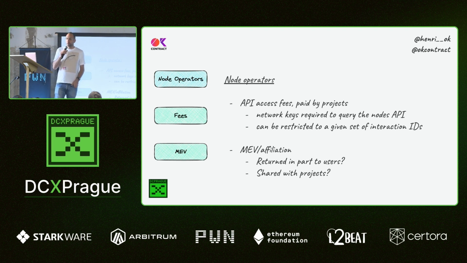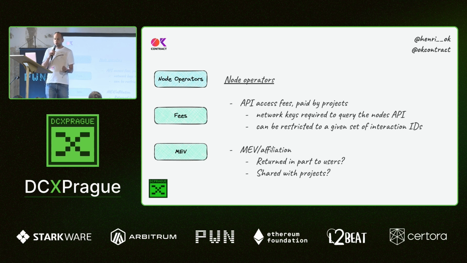So how it should work for the sustainability is we will have a community of node operators who will get API access fees paid by projects. One thing that we can do is make sure that an API key is only used for a predetermined set of interactions, which is something that is not easy to do with RPC nodes.